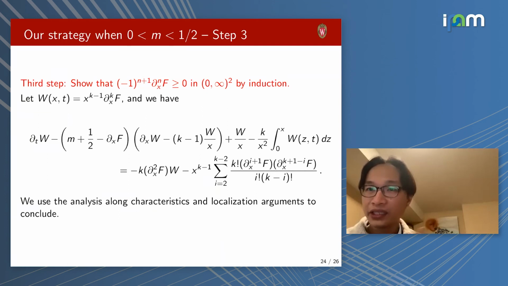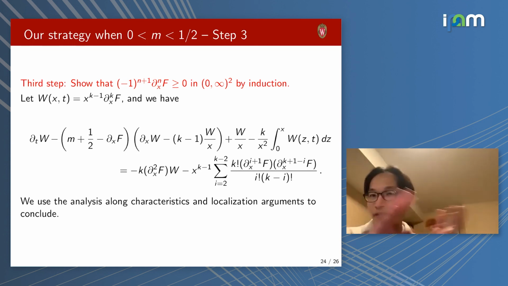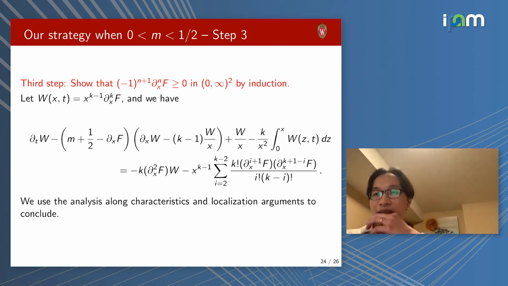To do this, it looks complicated, but essentially we look at the quantity x to the power k minus 1 times the k derivatives of f, and we analyze along the characteristics. We write out very complicated equations. We differentiate as many times as we wish. But because we have localizing effects from Hamilton-Jacobi equations, we only have to analyze these equations along the characteristic, localize them, and use the maximum principle in a clever way to get the result.